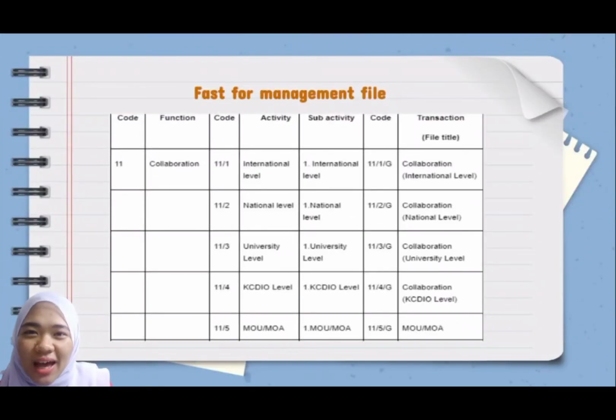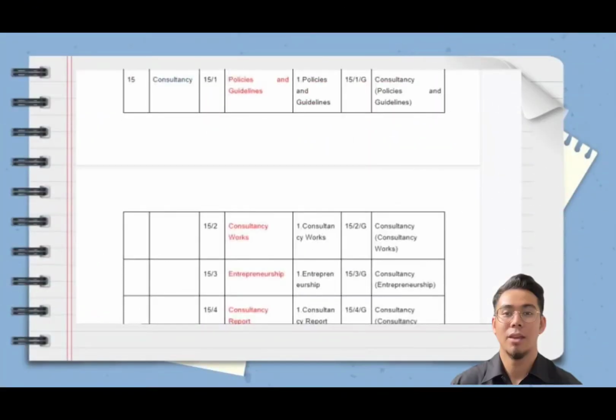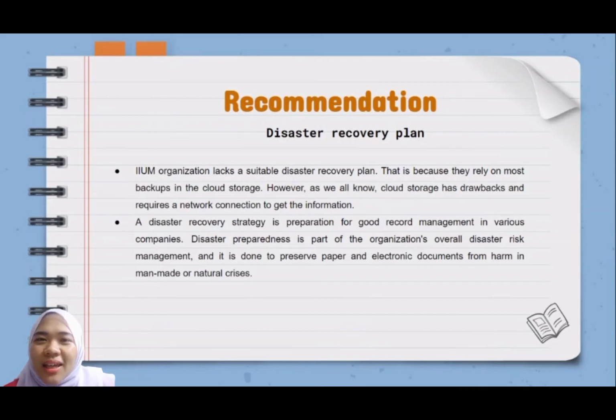Next, in this slide, this is about the files for the management file. In this file, there is collaboration as a function with code 11, and next activity, subactivity, and lastly transaction. Continuing on the files for the management file, there is consultancy as the function with code 15, followed by the sub-activities, code, and transaction.